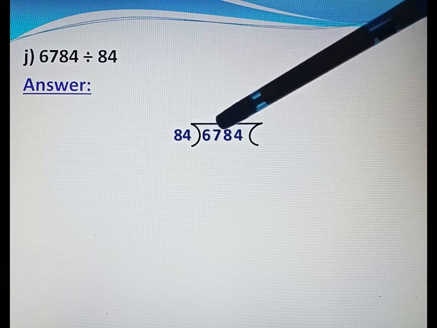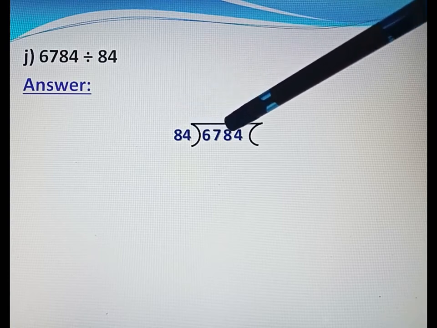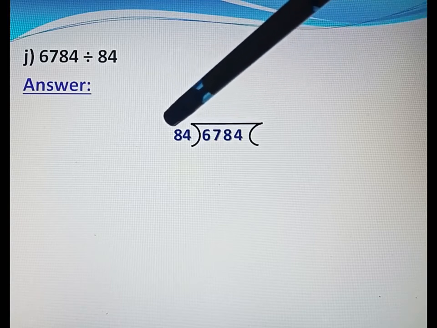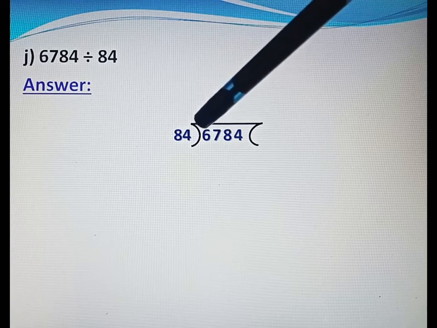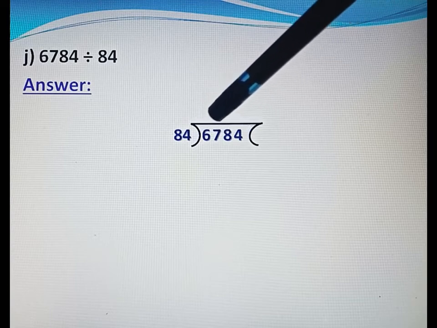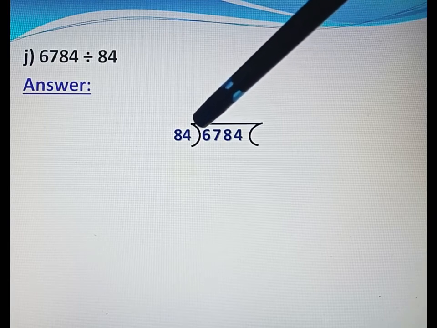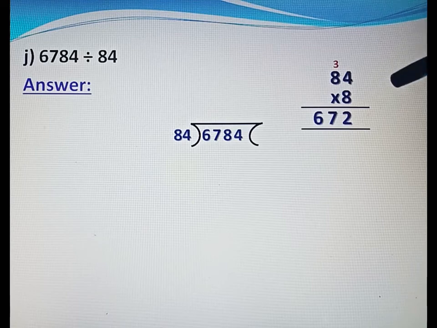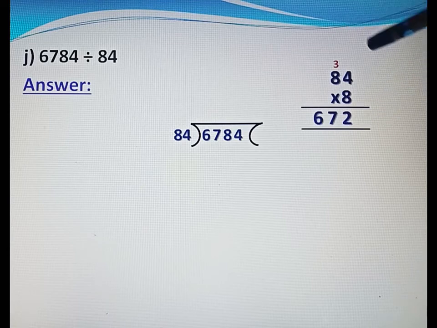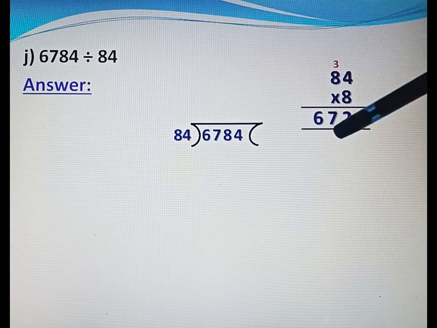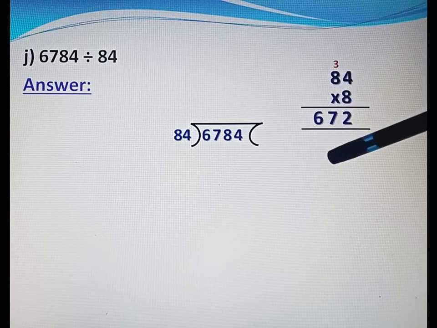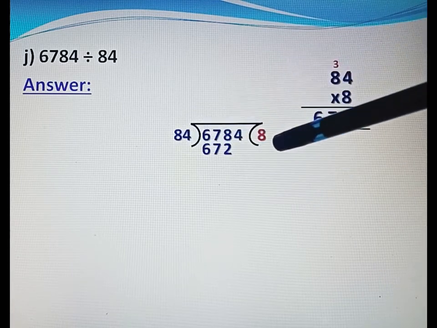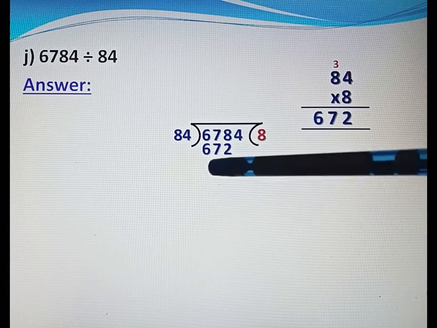But 67 is less than 84, so we will again take the next number 8. It becomes 678, and then we will multiply this 84 by that number so that it is equal to 678 or less than 678. It should not be greater than 678. We will multiply 84 by 8. 8 4s are 32, 2 and 3 carry, 8 8s are 64 plus 3 is 67. 84 multiply 8 equal 672.